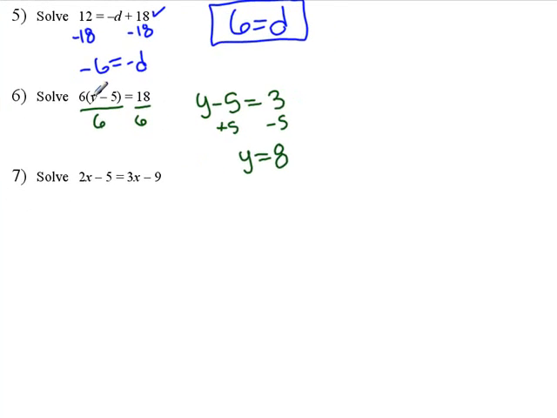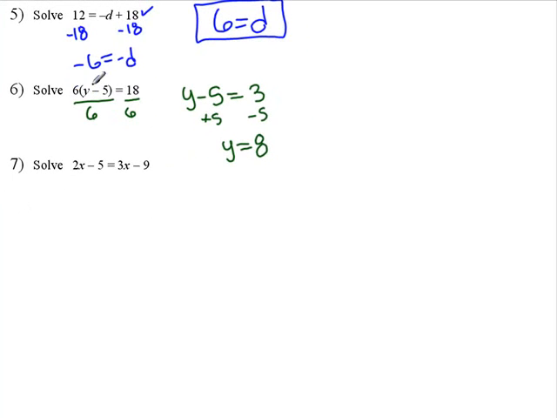Let's check that real quick. 8 minus 5 is 3. 6 times 3 is 18. That checks, so this answer is right. It can't be wrong. And then number 7.